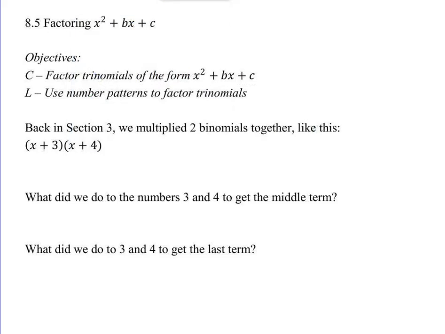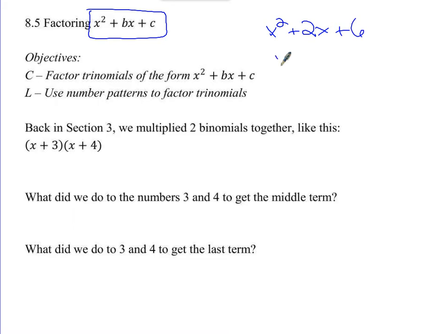Section 5 is going the other way from FOIL. It's called factoring, and we're factoring things that look like this: x squared plus bx plus c. The b and the c are just numbers. So I could have something like x squared plus 2x plus some other number, 6 or something. I'm just making it up, okay?